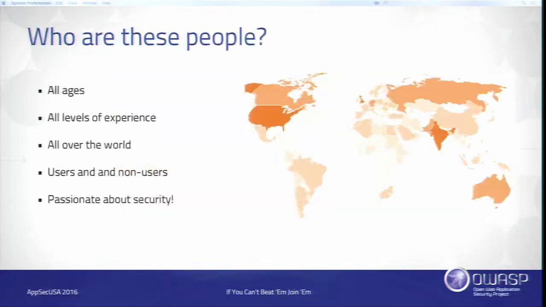So who are these people? They really kind of are everyone. This is actually a heat map that shows among our users where these people are from, and you can see they are from all over the world. But this extends to all other areas of diversity.